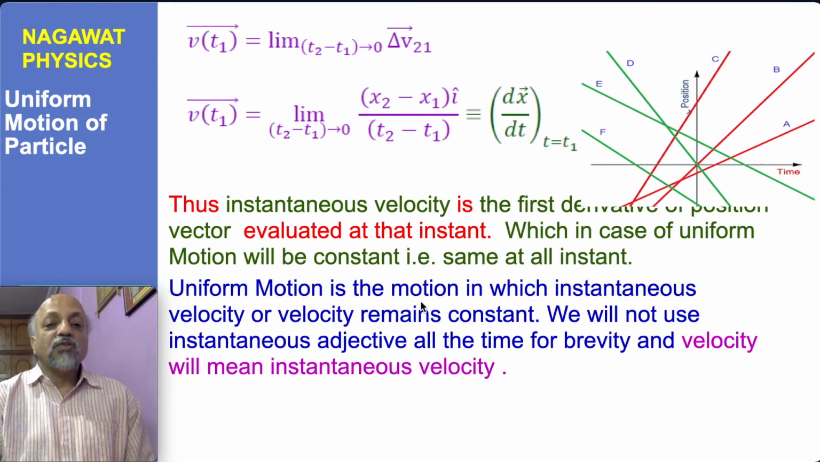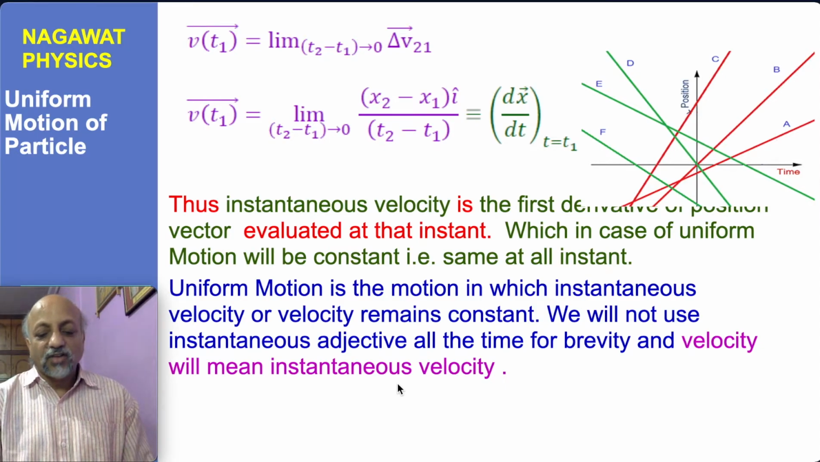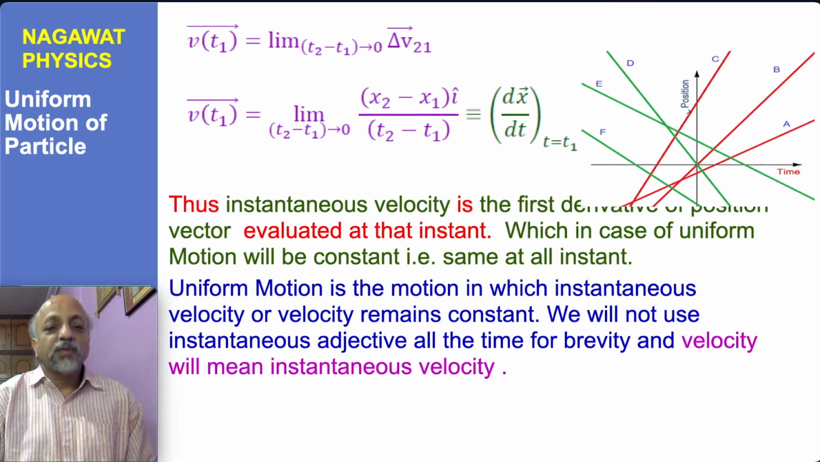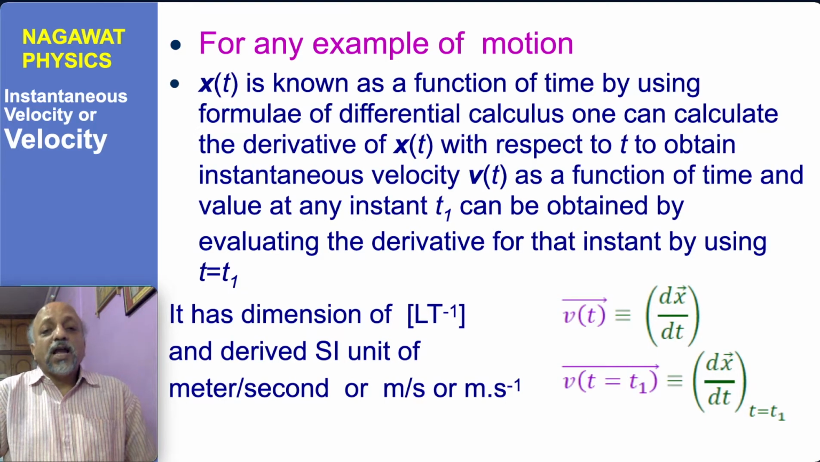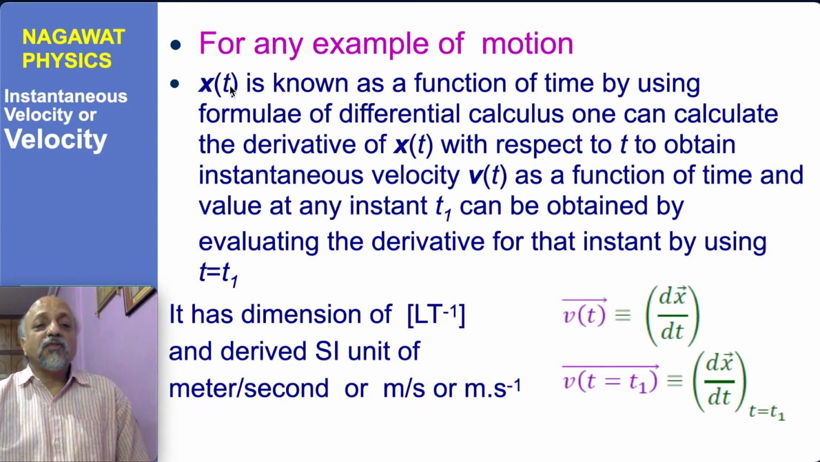So the dimensions of average velocity and instantaneous velocity are the same; the unit remains the same, meter per second. For any example of motion, position is considered a function of time, and in mathematics differential calculus is applicable whenever a variable is a function of another variable, and we can define the derivatives.